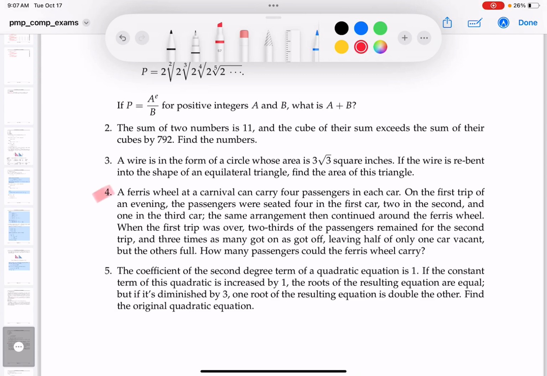Okay, for number 4, it says a Ferris wheel at a carnival can carry 4 passengers in each car. On the first trip of the evening, the passengers were seated 4 in the first car, 2 in the second, and 1 in the third. The same arrangement can then be continued around the Ferris wheel when the first trip was over.